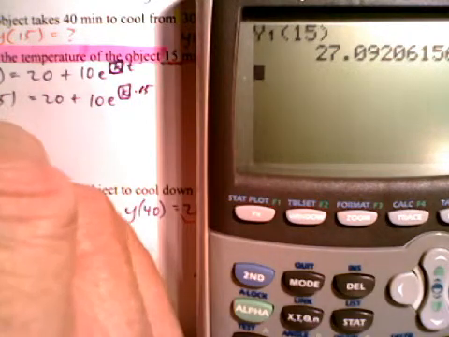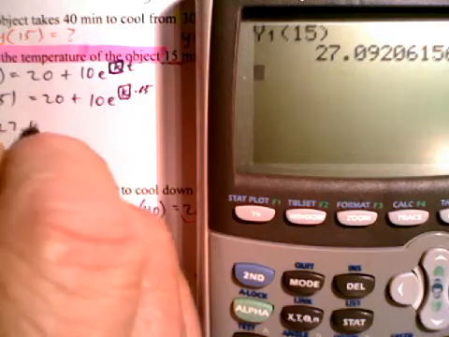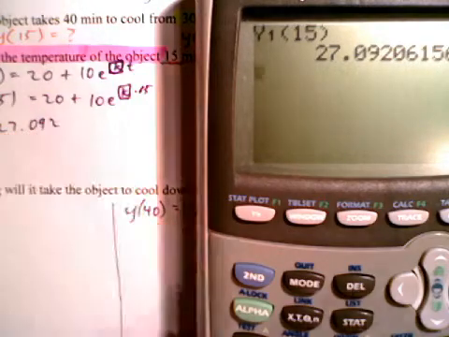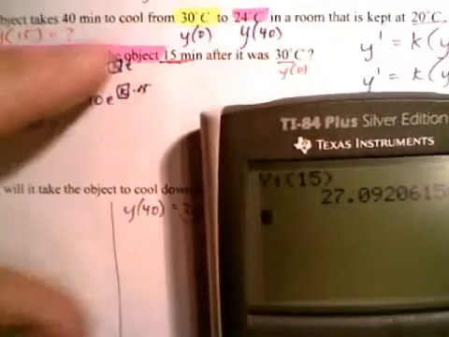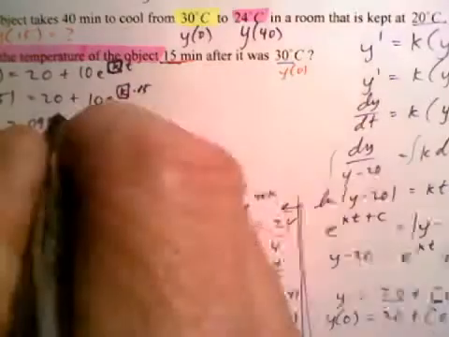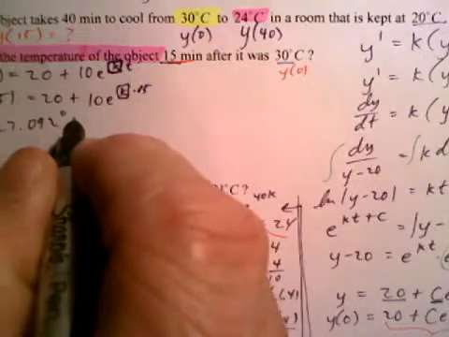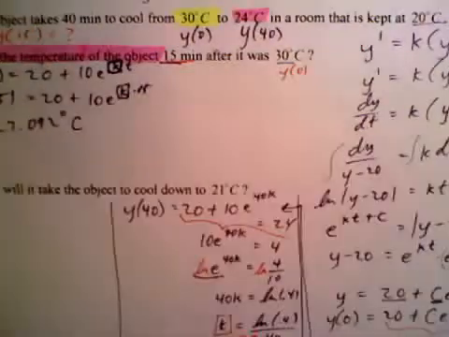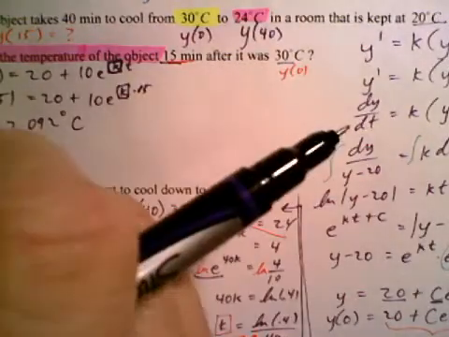Now what does that mean? Let's just make sure, 27.092 what? Temperature. So look back at how the temperatures are listed. We have 30 degrees Celsius, so this would be 27.092 degrees Celsius. Okay, so that's part A.